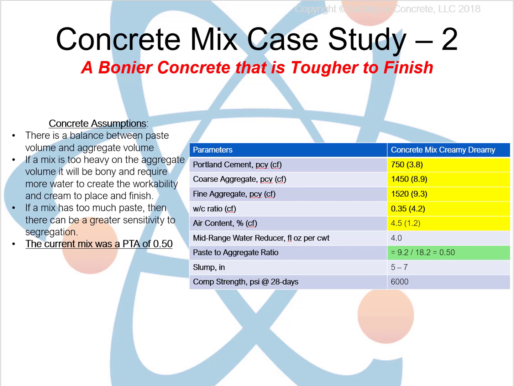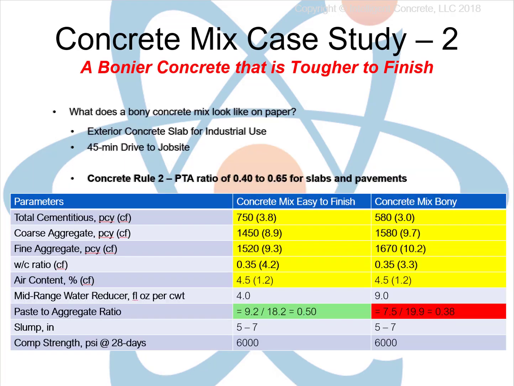So our current mix is at a paste to aggregate ratio of 0.5. Let's look at this bony nasty mix. I really want to compare the two. I want you to see them side by side. So in the bony nasty mix, we had 170 pounds less of total cementitious. So our volume goes from 3.8 down to 3.0 cubic feet per cubic yard. Now, our rock goes up significantly. 130 pounds for the coarse aggregate, 120 pounds for the fine aggregate, and with that, our volume of rock goes up.